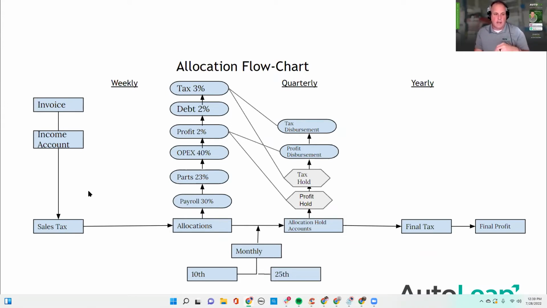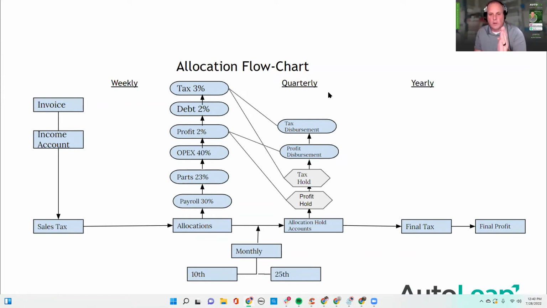Okay. So at the end of that week, we're going to take out the sales tax, and then we're going to make our allocations. So our allocations are payroll 30%, parts 23%, operating expense 40%, profit 2%, debt 2%, tax 3%. Okay. Here's where people lose me, or where I lose people just a little bit.